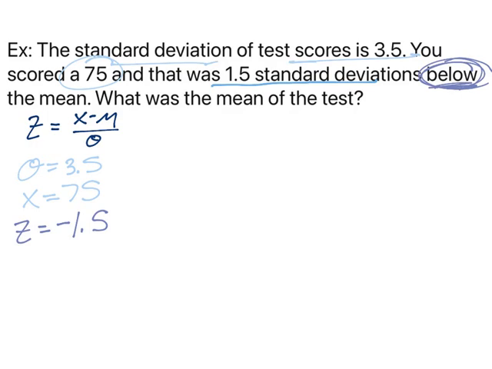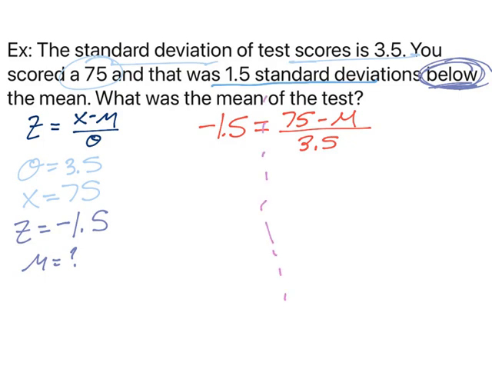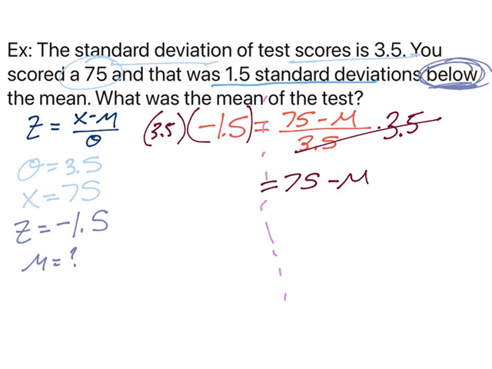Okay, so now what was the mean? I don't know. That's what we're trying to find out. So let's plug in what we know. I know negative 1.5 equals 75 minus mean all over 3.5. So again, we're doing the same thing to both sides. First step, I got to multiply both sides by 3.5. So on the right side, those will cancel out. I'm left with 75 minus mu. And on the left, I've got 3.5 times negative 1.5, which gives me a negative 5.25.